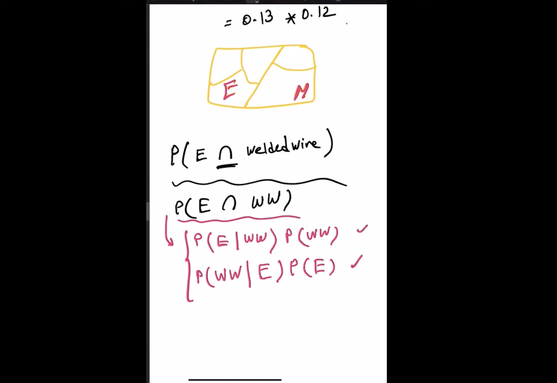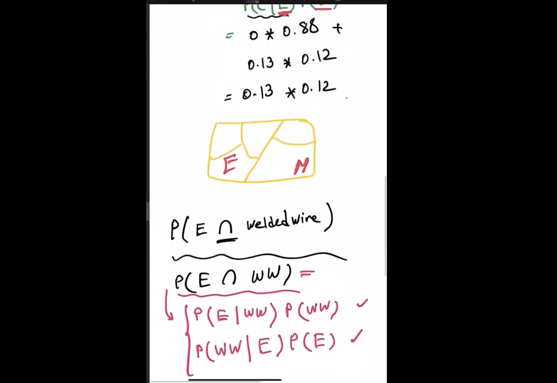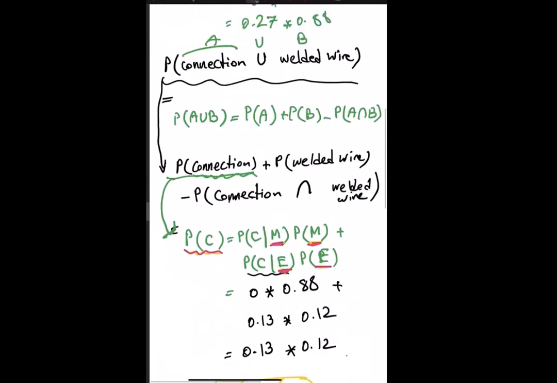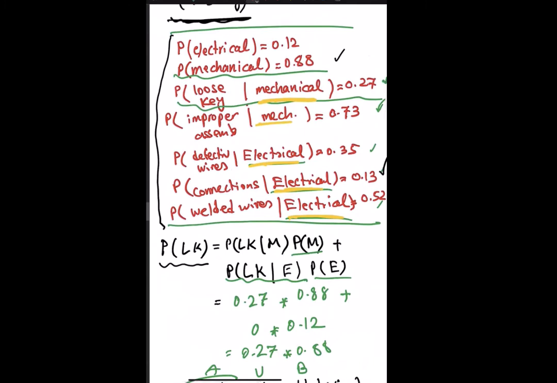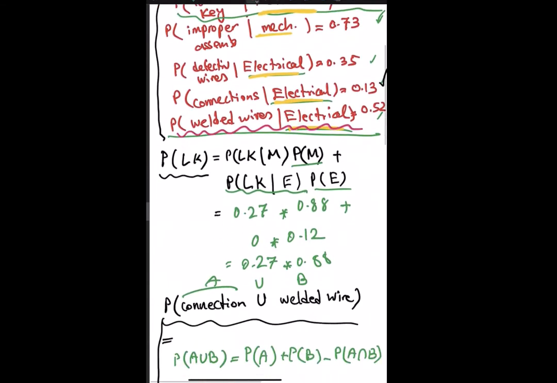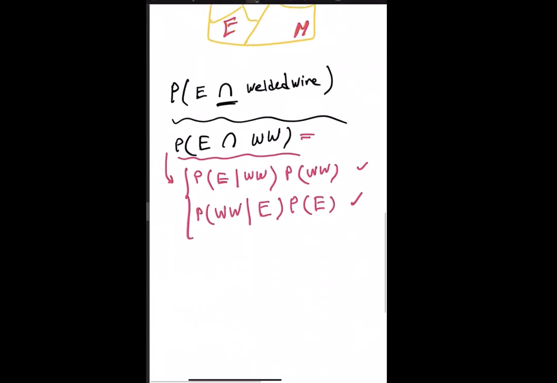Which one am I going to pick to rewrite this probability? The second one. Why? Because you are given a probability already. I'm going to use the second one because for the second one, I have the probability of welded wires given that it is electrical, and I have the probability of electrical. If I pick the first method, I don't have those components in the problem. So I'm going to pick the second one.